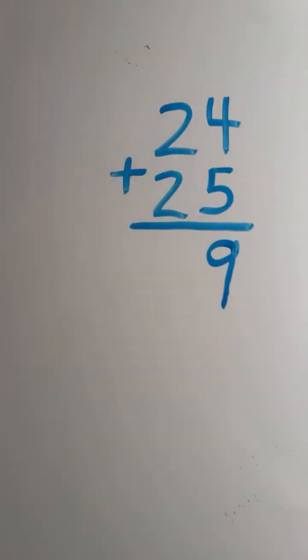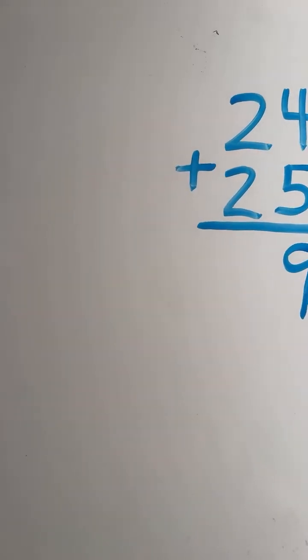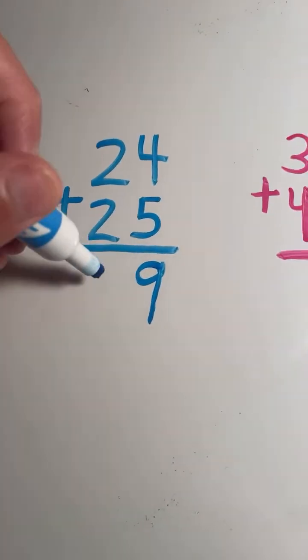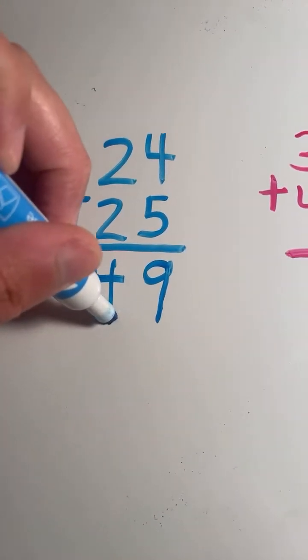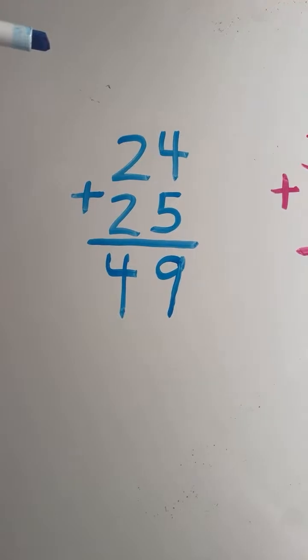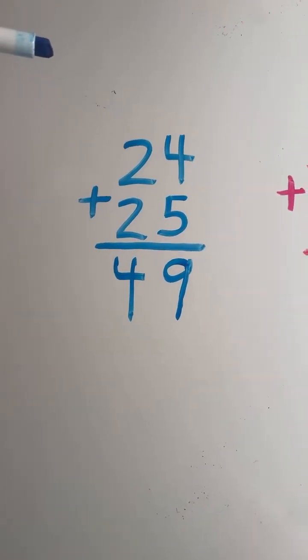Next, we're going to add the digits in the tens place. 2 plus 2 equals 4. And we have our final answer. 24 plus 25 equals 49.